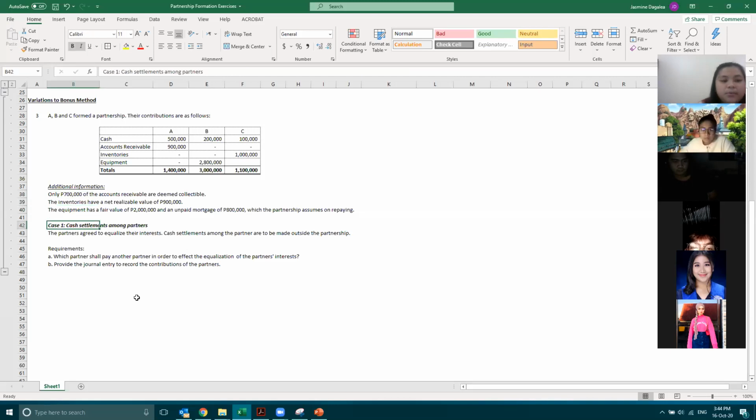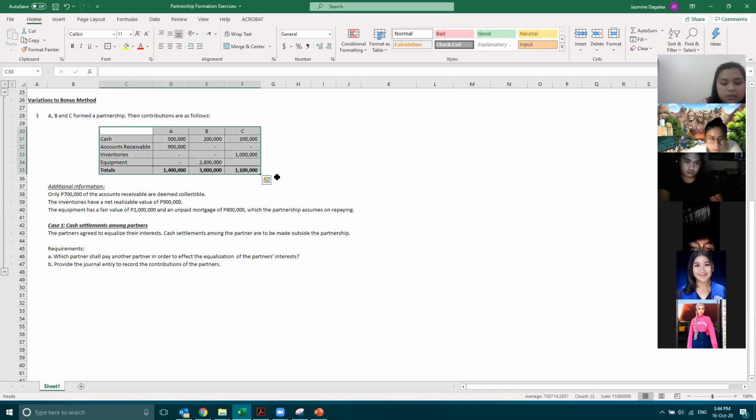So, case number 1, cash settlements among partners. The partners agreed to equalize their interest. Cash settlements among the partner are to be made outside the partnership. So, in-specify sa problem na cash settlements among partners. So, paano nyo i-plot ngayon yung initial investments nyo?